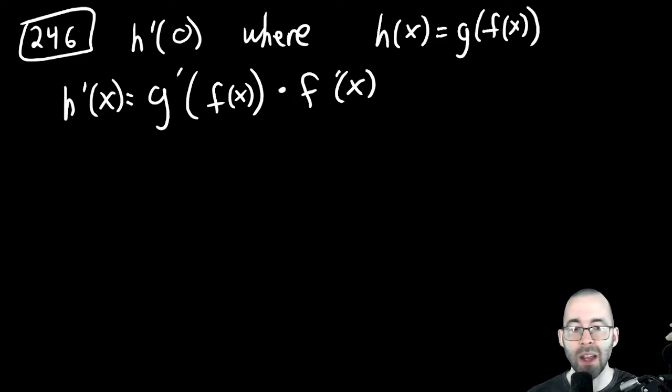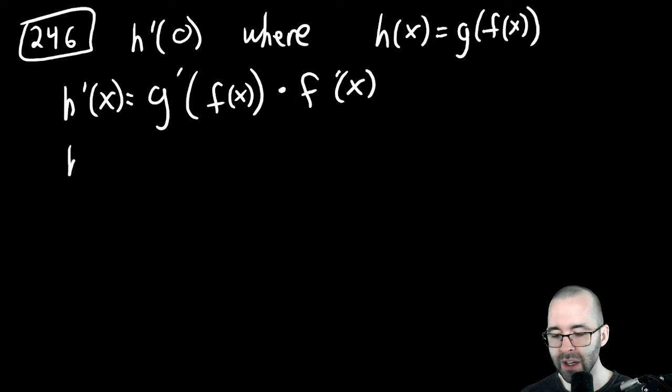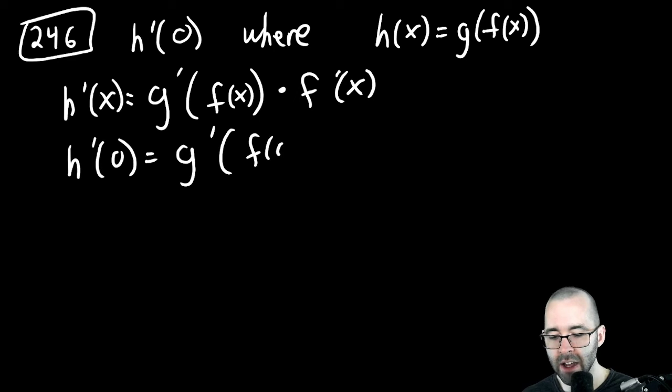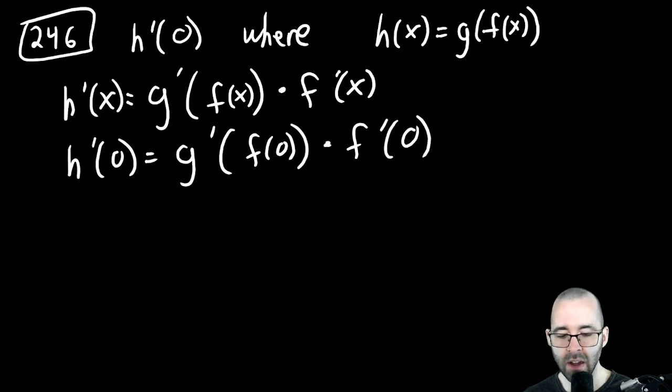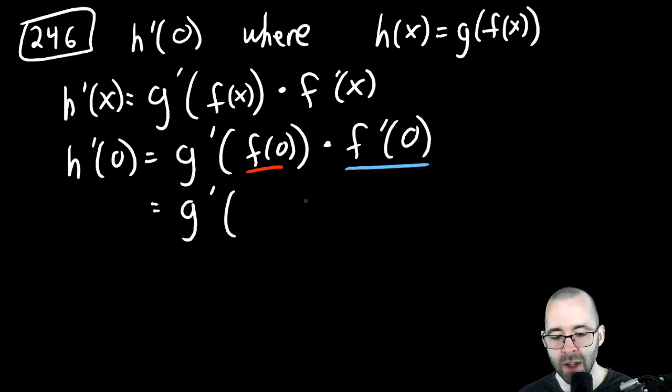This h actually is backwardly named from the ones we usually do. Usually we write f of g. Here we're writing g of f. And specifically, we want h prime of 0. So that'll be g prime evaluated at f of 0 times f prime of 0. And we have to find all these things. We can't evaluate g prime yet, but we can find these two things. And we're going to have to do g prime in another step.